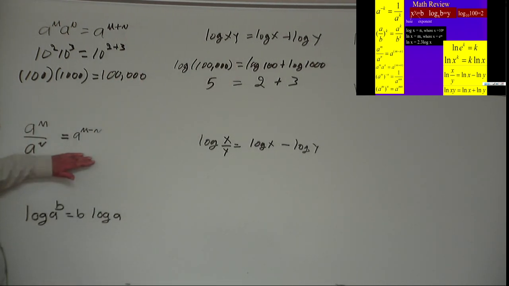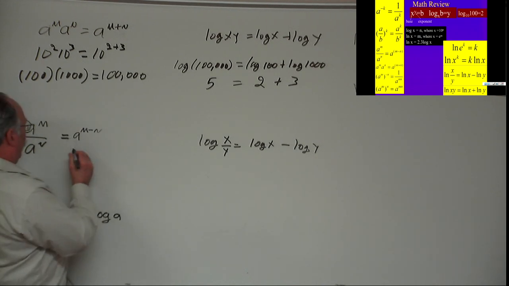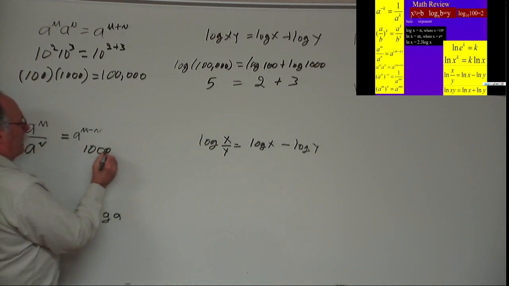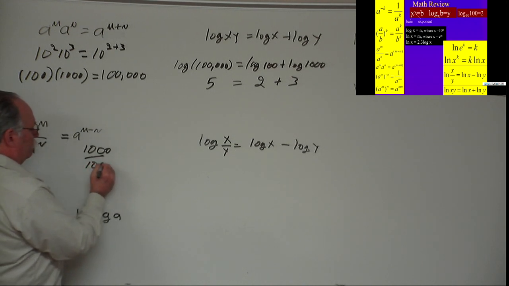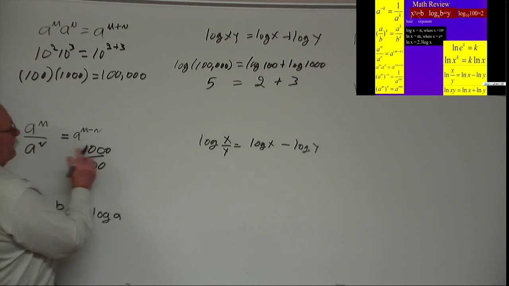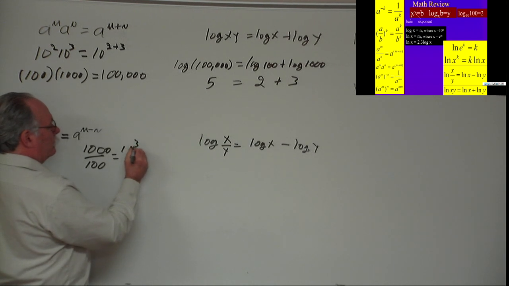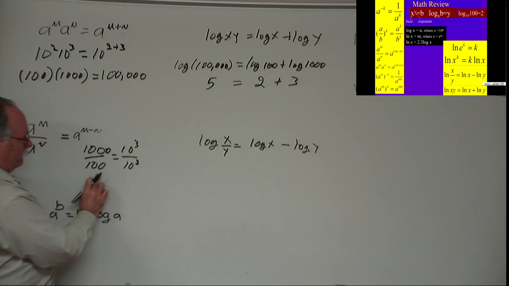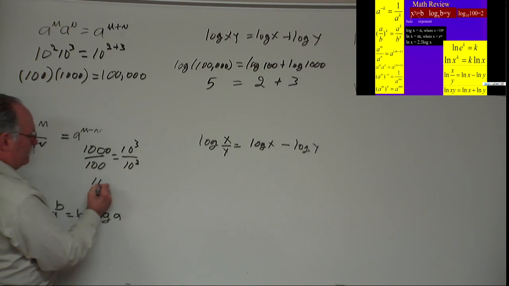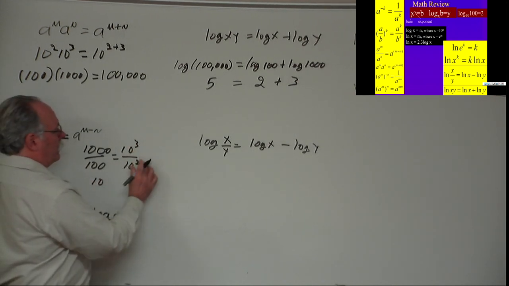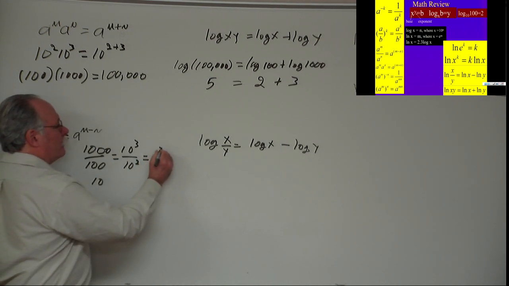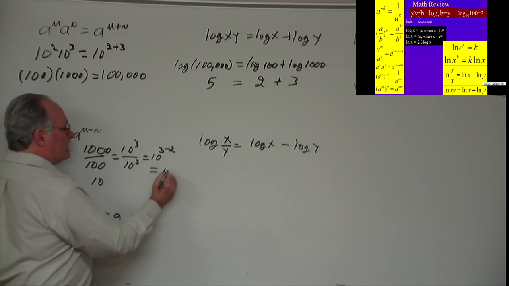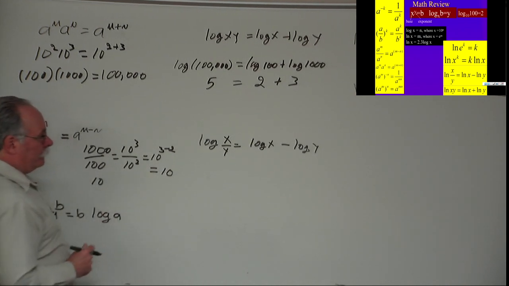Now let's come over here and look at a to the m over a to the n. Okay? Let's choose some simple numbers. Let's do 1,000 divided by 100. Okay? So 1,000 is 10 cubed. 100 is 10 squared. 1,000 divided by 100 is 10. And 10 cubed divided by 10 squared is 10 to the 3 minus 2, which is 10. So 10 equals 10. Okay?